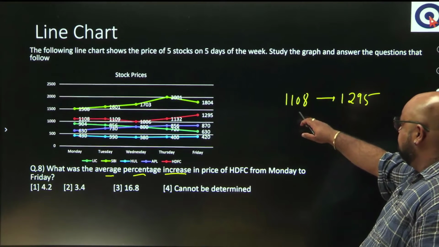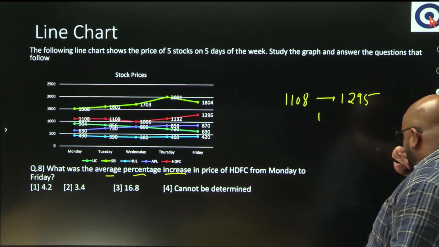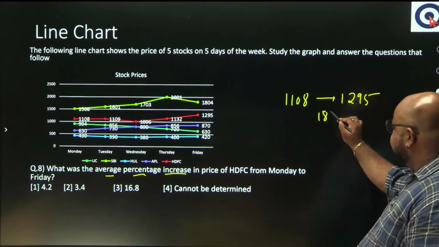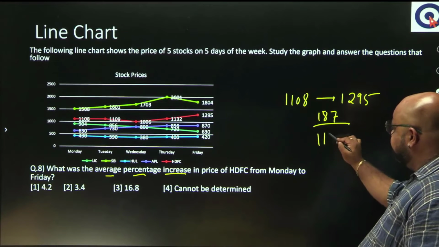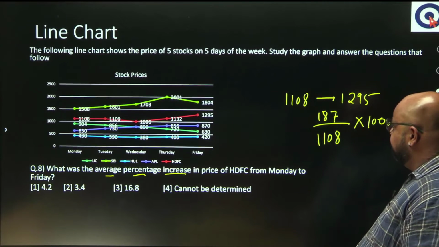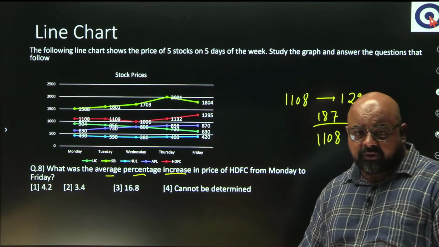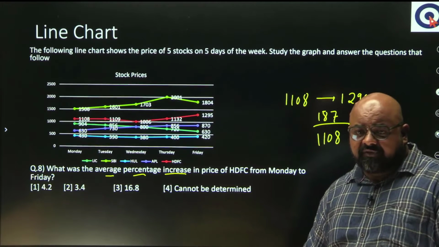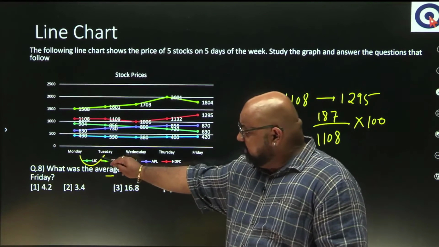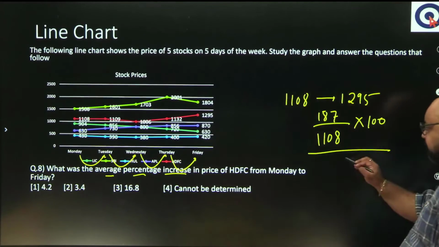So 1208 and, I'm sorry, approximately 187 upon 1108 into 100. This is the overall change, right? To find out the average, I have to see how many time periods are there. So from Monday, 1 change, 2, 3 and 4. 4 changes are there, so I divide this by 4.